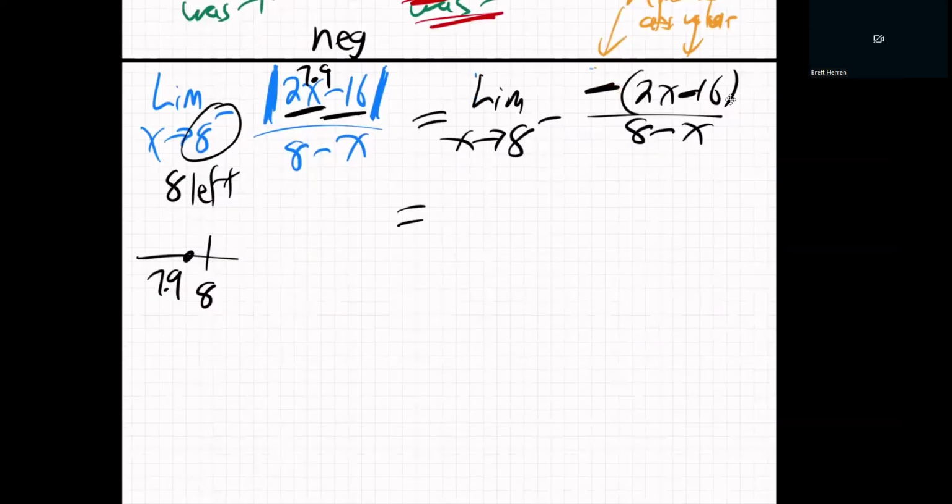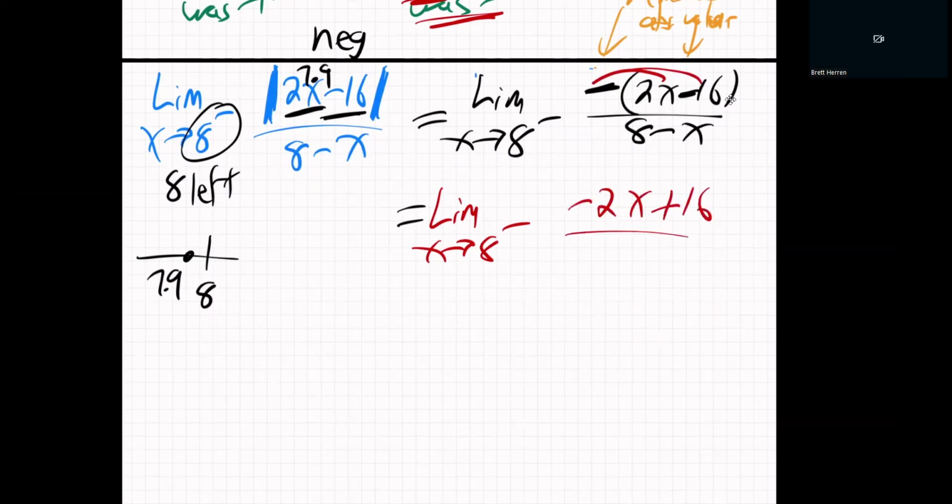So what becomes of this? Well, going to 8 from the left. Now on the top, distribute that minus sign. Get minus 2x plus 16. You good there? So a minus distributes just like anything in the front of the parenthesis. It multiplies, hits both the things on the inside, changing both the signs. Okay, now how do I simplify that?